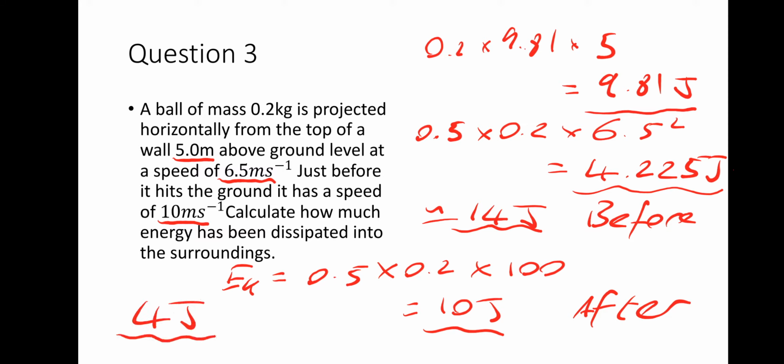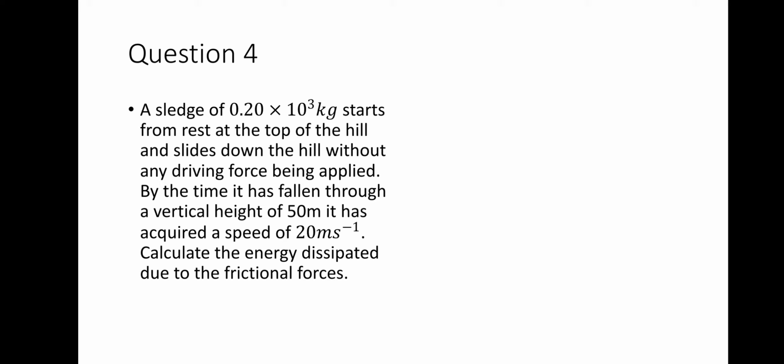Let's move on, let's try another. It's question 4. If you want to have a go, just pause. A sledge of 0.2 times 10 to the 3 kilograms starts from rest at the top of a hill and slides down the hill without any driving force being applied. By the time it has fallen through a vertical height of 50 meters, it has acquired a speed of 20 meters per second. Calculate the energy dissipated due to the frictional forces.